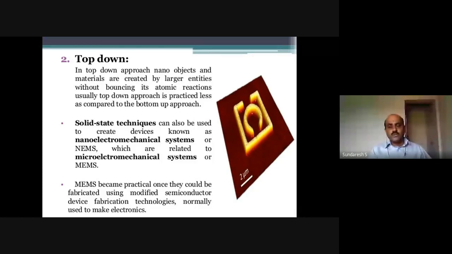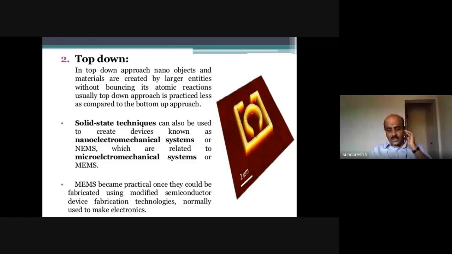So this is the top-down approach. We will discuss one or two methods of the top-down approach later, where we get the materials from larger entities. Solid-state techniques can also be used to create devices known as nano electromechanical systems, or NEMS, which are related to micro electromechanical systems, or MEMS.